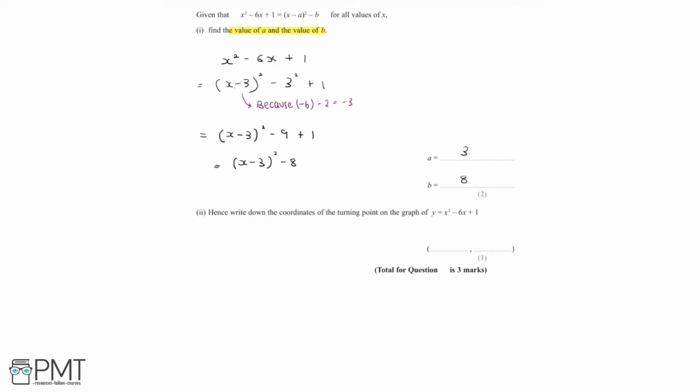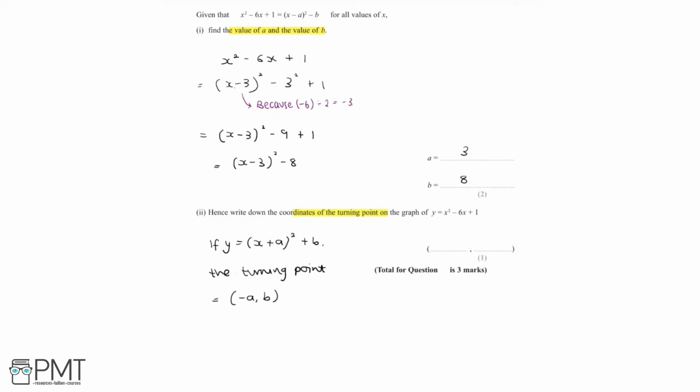Now in the second part of this question, we're asked to write down the coordinates of the turning point of the graph of y equals x squared minus 6x plus 1. We said that y equals x squared minus 6x plus 1 can be written as y equals x minus 3 all squared minus 8. Now when we complete the square, we have a general rule for finding the turning points. And this rule is that if y is equal to x plus a all squared plus b, the turning point is equal to minus a, b.